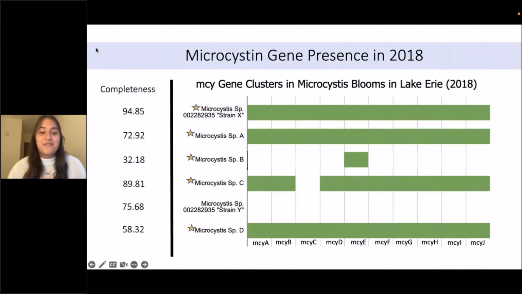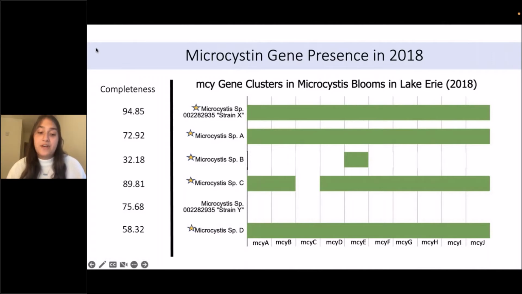And one explanation for this is the completeness of these genomes. And so you'll see that it has a completeness of about 32, which means that a lot of the data is still kind of floating around in our data set and just didn't get mapped back, which is okay. Seeing the MCYE is a promising indication that it's probably a toxic species. But again, it's a really low completeness, so that's probably why we're missing those genes.